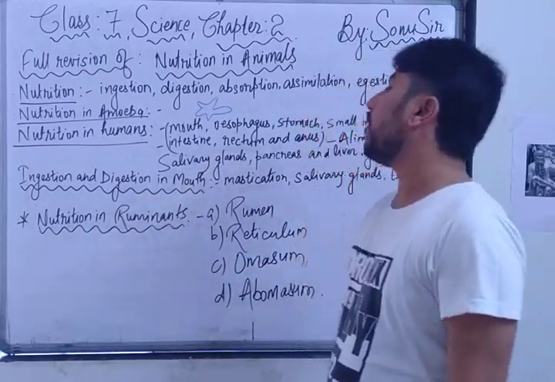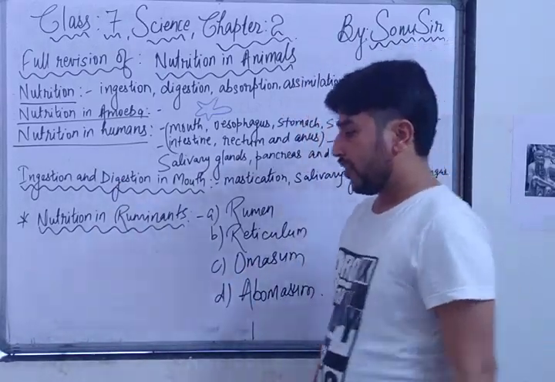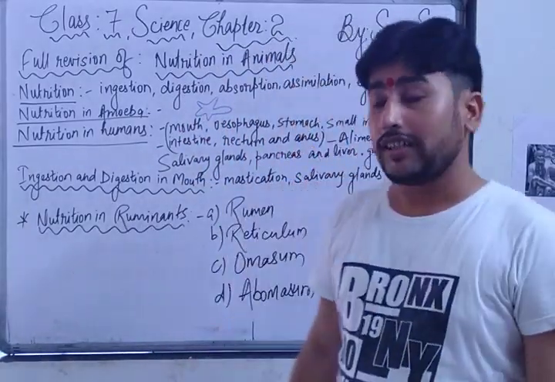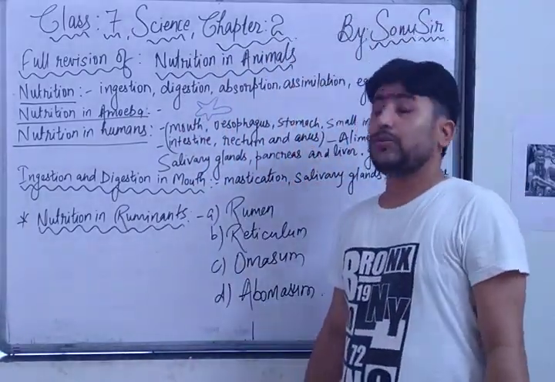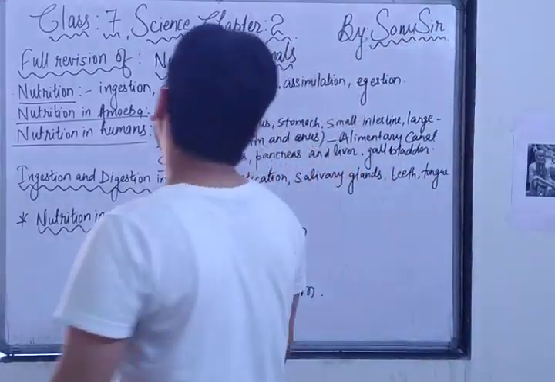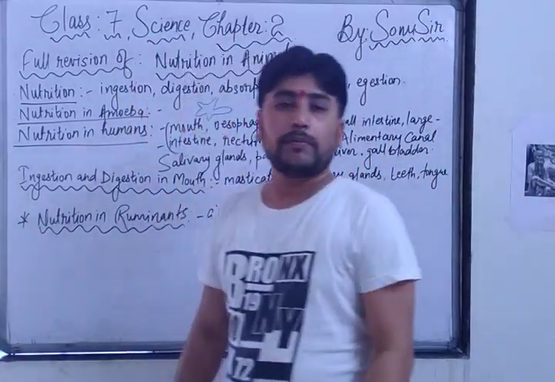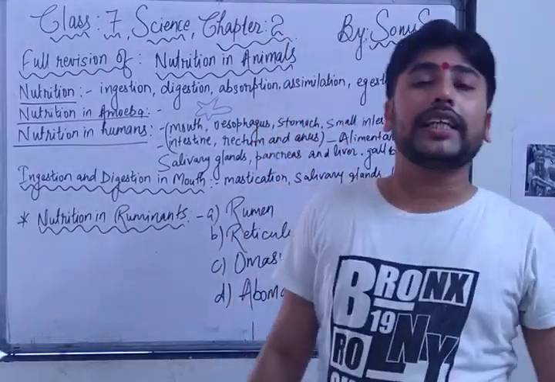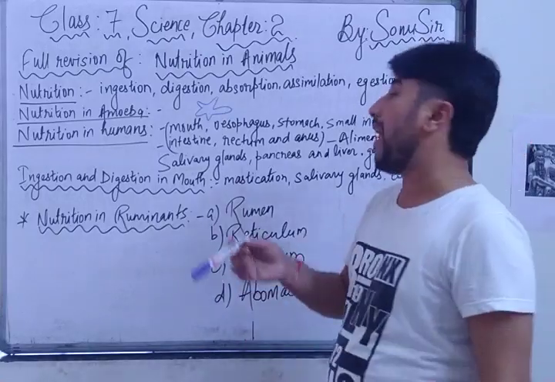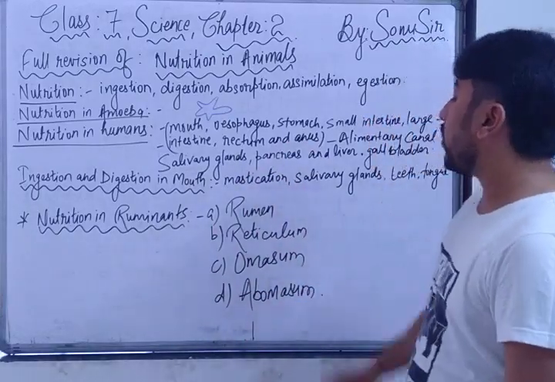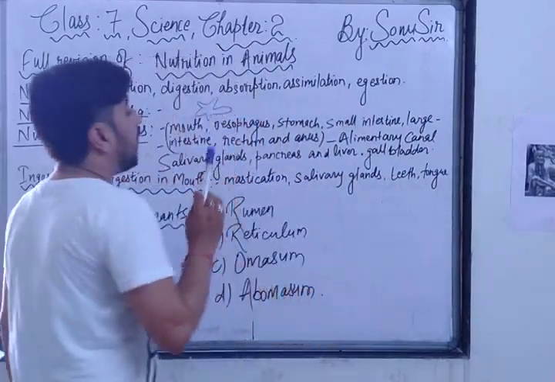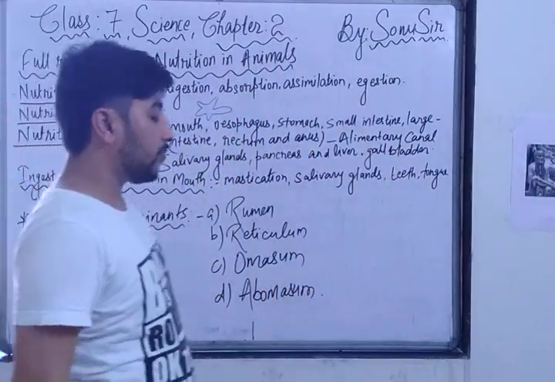The second one is nutrition in humans. The greatest creature of God on earth is the human being. And how does a human being take nutrition, what are the modes of nutrition? First of all, nutrition in human beings begins with the mouth. After the mouth, it passes to the esophagus. After the esophagus, it passes to the stomach, then small intestine, then large intestine, rectum, and anus.